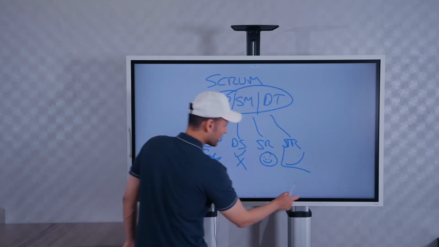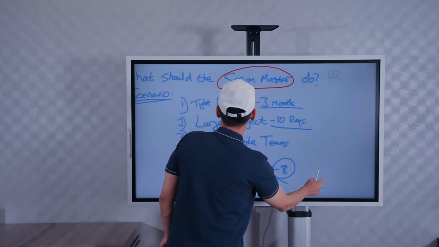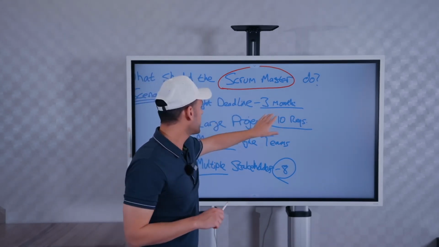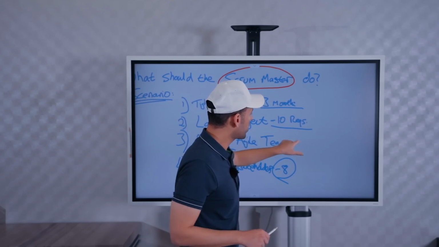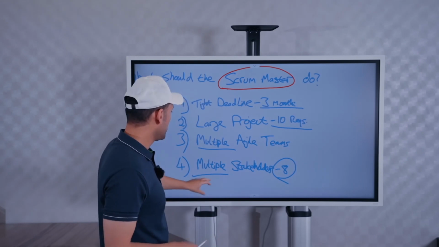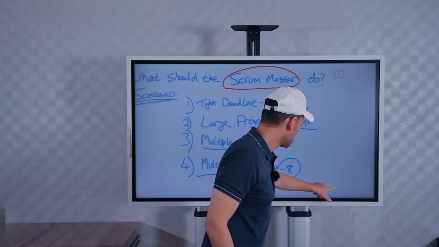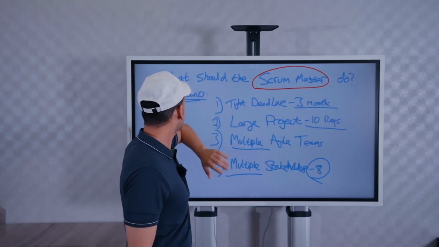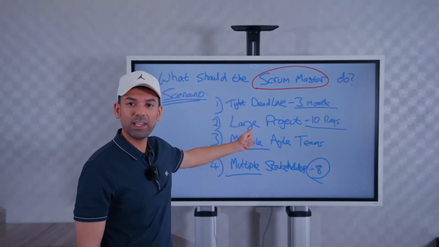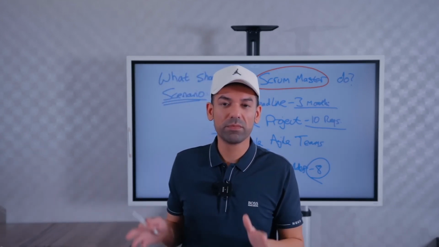Some more. Give me 2 seconds. This is well worth it. Tight deadline, 3 months. Fits into the PI. Large project, 10 requirements, 10 features. We covered that. Multiple Agile teams, we've shown you exactly how to coordinate them. Multiple stakeholders, PI planning. So what should the Scrum Master do in delivering this project and this program? We should apply the Scaled Agile Framework to get the output and the outcome done.